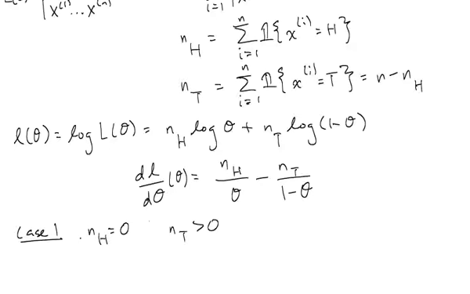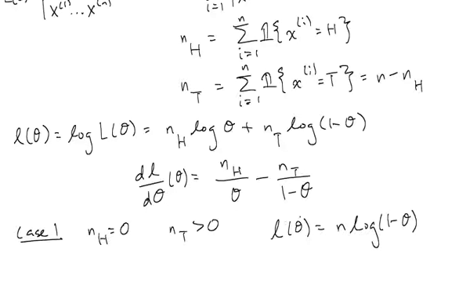So in this particular case, the log likelihood, l of theta, is going to just be equal to this. So the first term is 0, and the second term is going to be n. So n and nt are going to be the same in this case because we only have tails. So we're going to have n times log of 1 minus theta. All right? So log of 1 minus theta increases as 1 minus theta increases. All right? Which means that it increases when theta decreases.